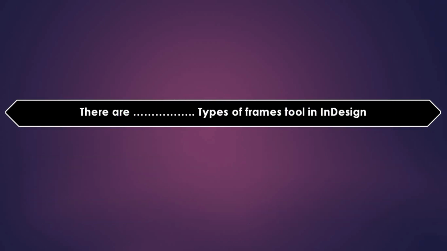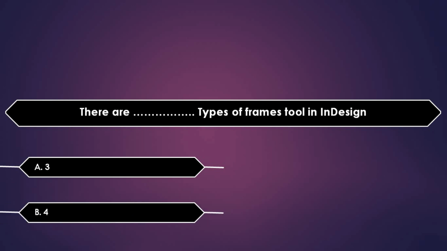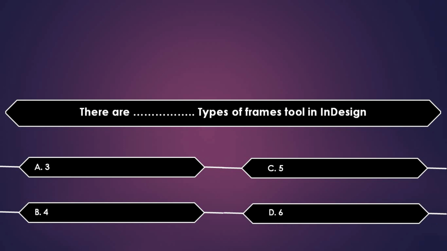The next question. There are dash types of frame tools in InDesign. A. 3, B. 4, C. 5, and D. 6. So how many frame tools do we have in InDesign? The right answer is 3. We have 3 types of frame tools in InDesign.